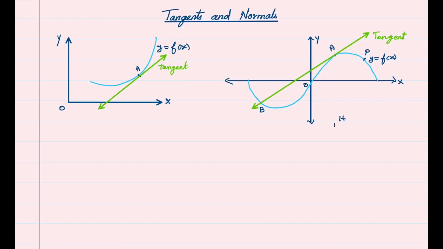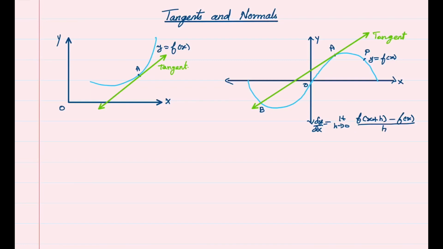Therefore, limit h tending to 0 of f of x plus h minus f of x divided by x plus h minus x, which is h. This is the slope of the tangent, which we learnt in class 11 using the first principle formula.